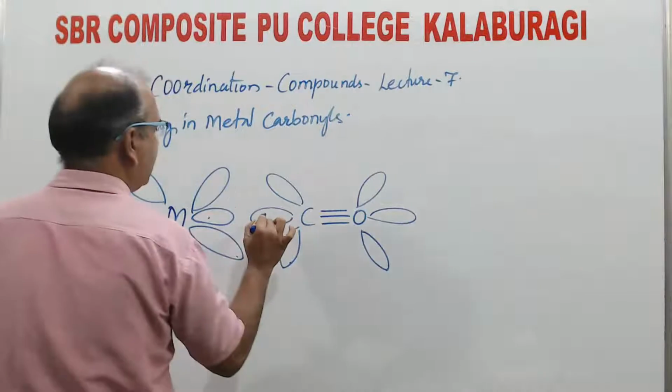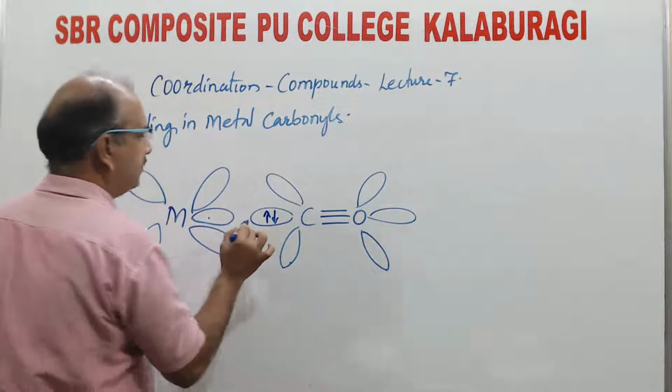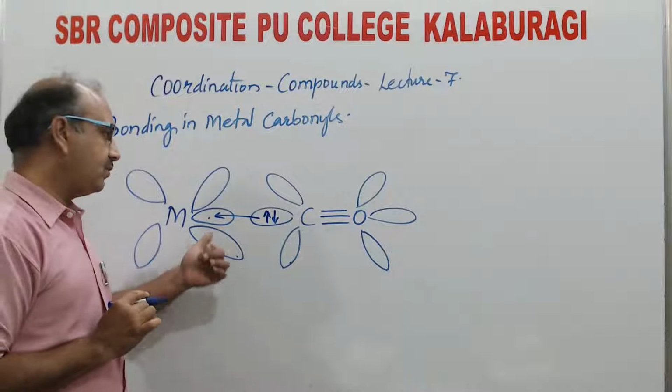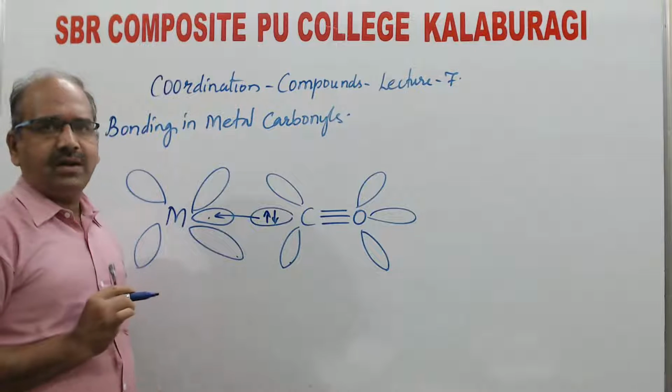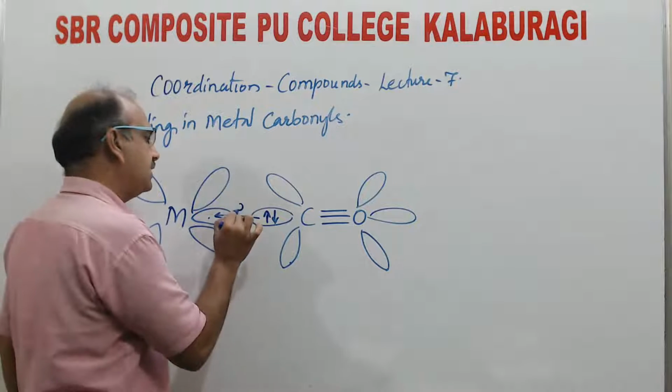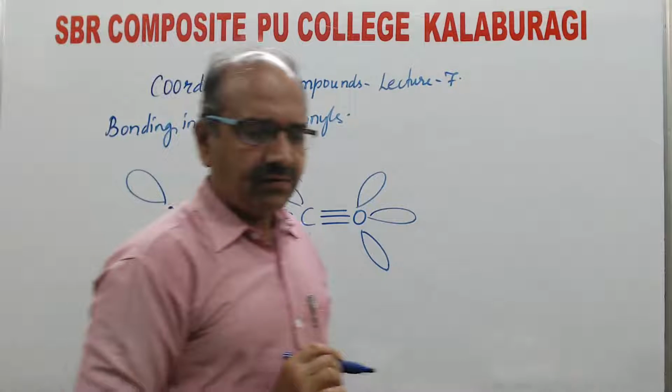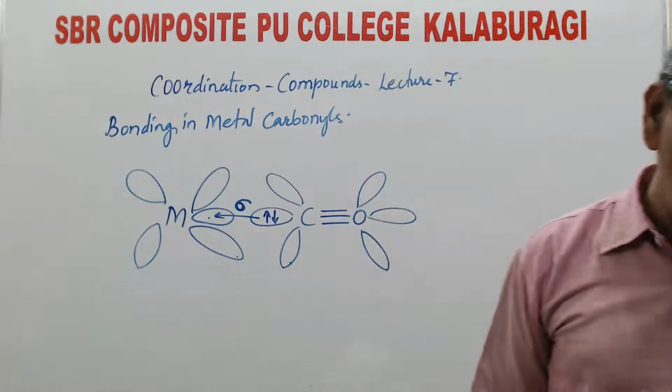So here there are electrons present. Those are going to have a coordinate bond with the empty orbitals of the metal. So this shall give rise to what? This shall give rise to a sigma bond.